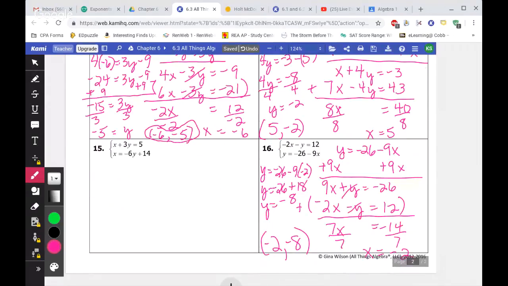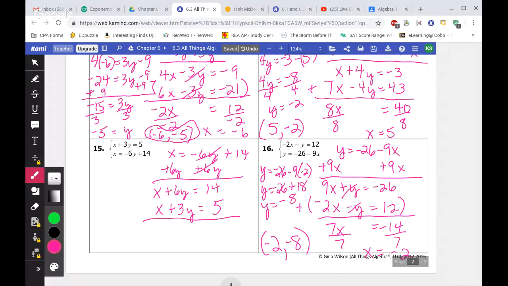All right, number 15. Once again, they're not both in standard form, and we want to get them there. So we'll take that second equation and get it in standard form. We have to add 6y to both sides. And now we can take that top equation and line it up underneath the second equation, lining up our terms. The term with the matching coefficient is the x term because there's an assumed 1 on both of them. The signs are the same, so we will subtract.